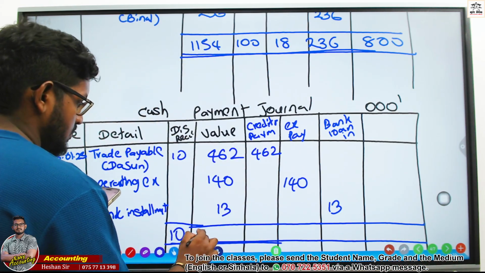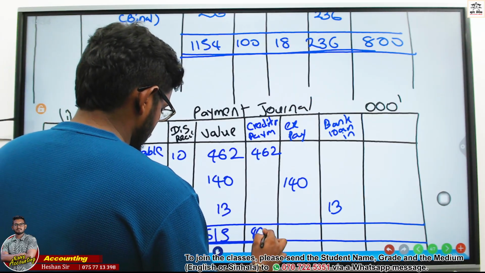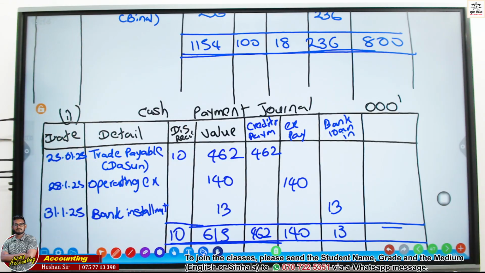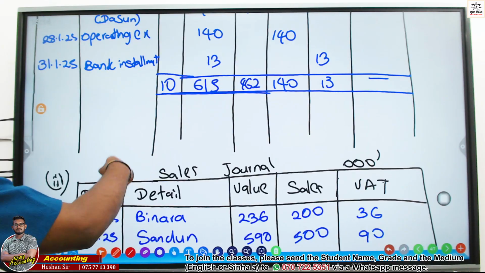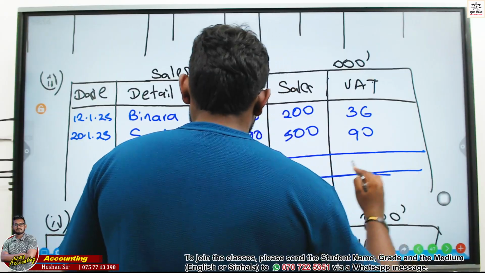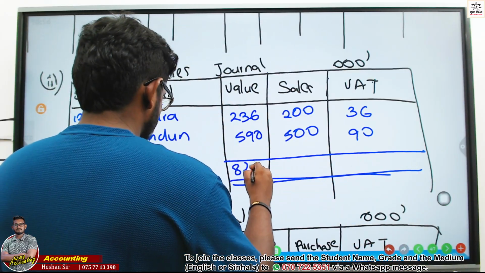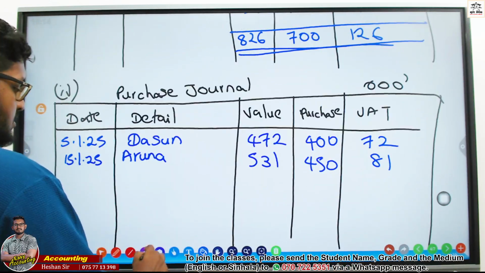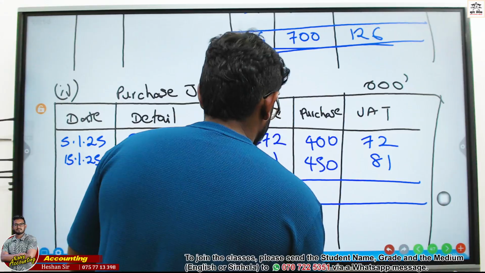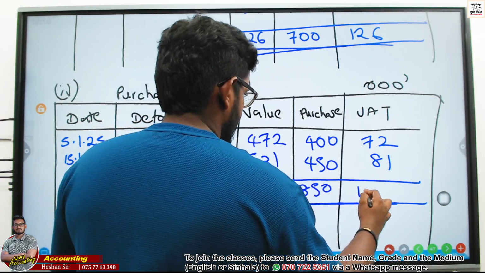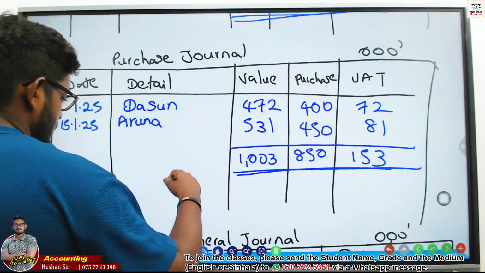10, 615, 462, 140, 30. Right? Sales journal, you can see the value 826, 700 and 126. Purchase journal, you can see 1003, 850 and 100. General journal.